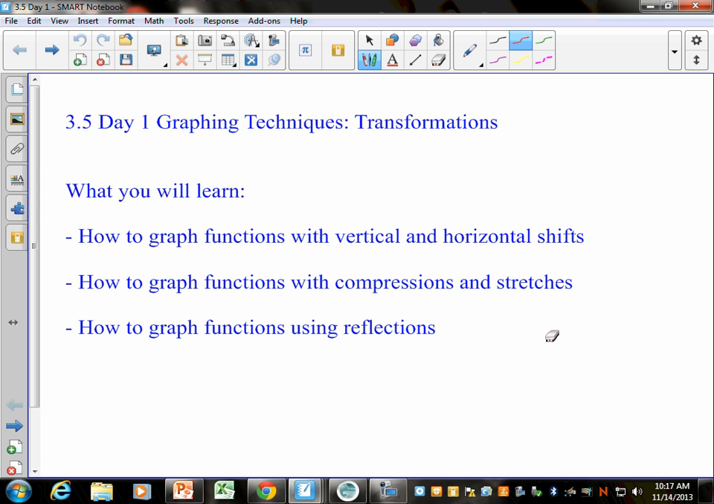And then if you know the rules for transformations, you can graph these pretty quickly without having to pick a million points. If you don't learn these, it's going to take you a long time to make these graphs, which is not the idea of these problems.